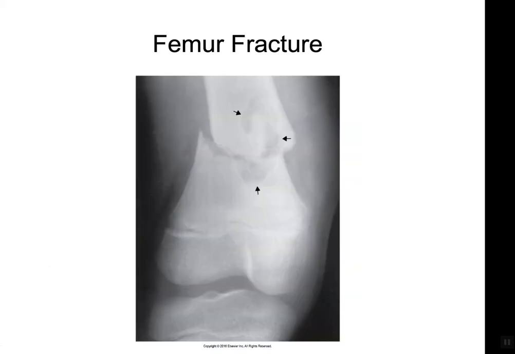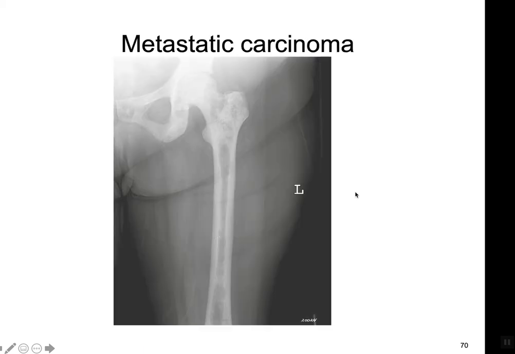Then of course you have your femur fracture. Obviously your femur is broken right there. And then you have your metastatic carcinoma. The malignancy spreads to the bone via the circulatory system or lymphatic system or by direct invasion. Metastatic tumors of the bone are much more common than primary malignancies, and bones that contain red bone marrow are the more common metastatic sites, like your spine, skull, ribs, pelvis, and femora.